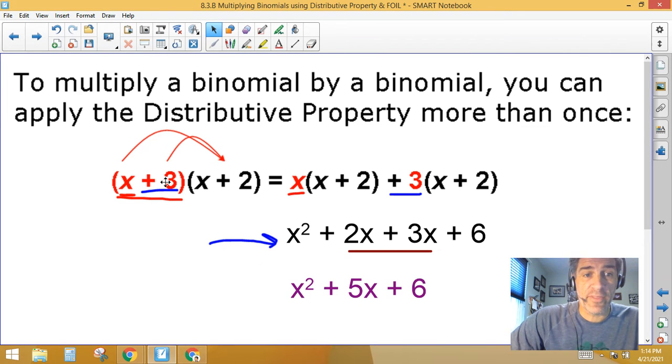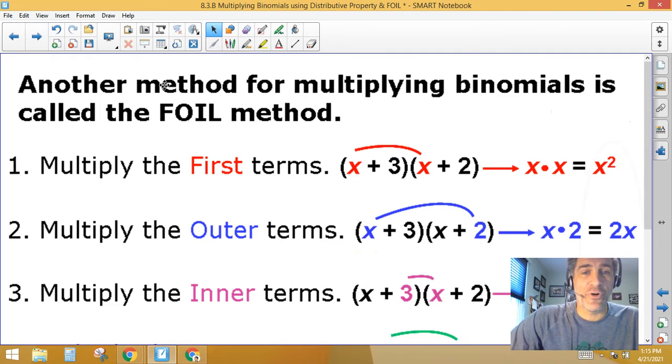So when I multiply these two binomials together, I end up getting a trinomial. It happens to be quadratic: x squared plus 5x plus 6. And that's using the distributive property. I kind of do it twice. The next example is called FOIL.